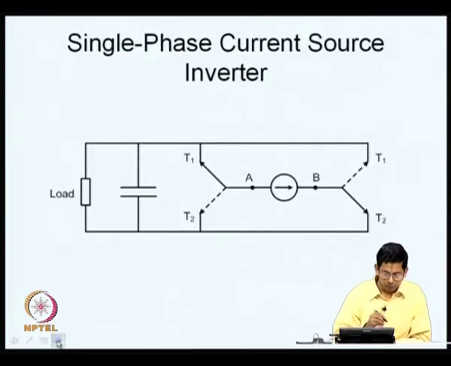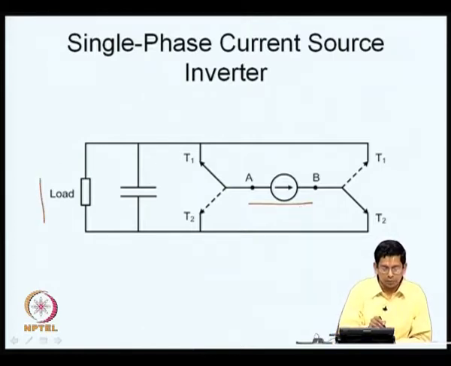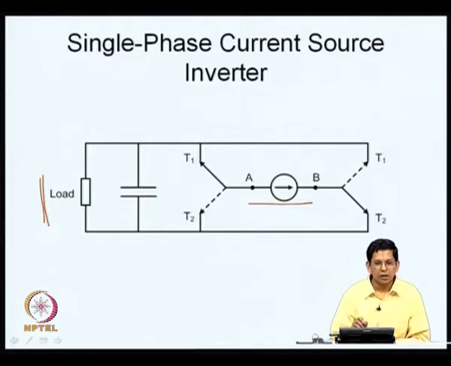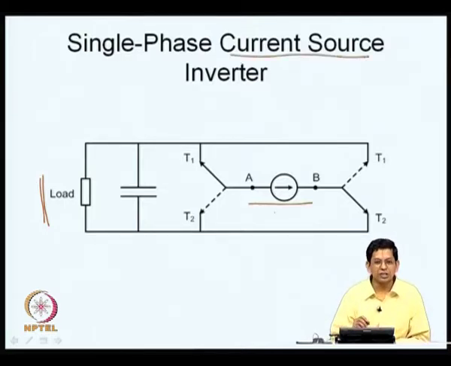Now, let us say this is a single phase current source inverter. You can see that structurally it is quite similar to a single phase voltage source inverter, with only one difference. In a single phase voltage source inverter, you had a load connected between these terminals A and B and you had a supply connected between these two terminals. Now, what we have done is the load which was inductive there has been replaced by a current source here, and the load is now capacitive and the capacitive load is connected across the throws.